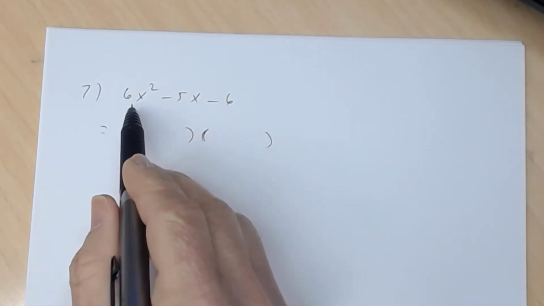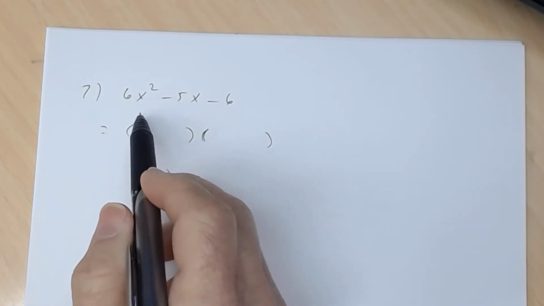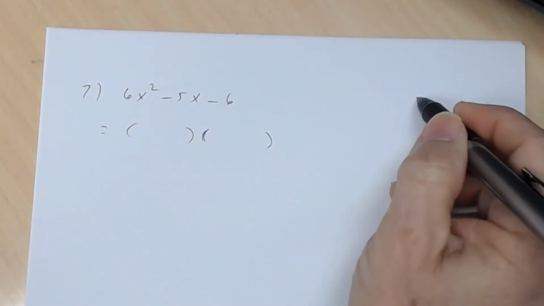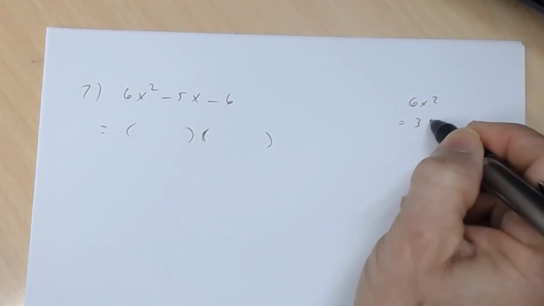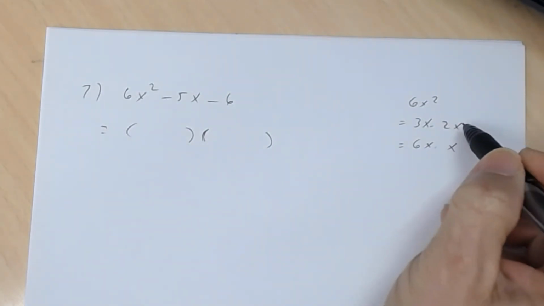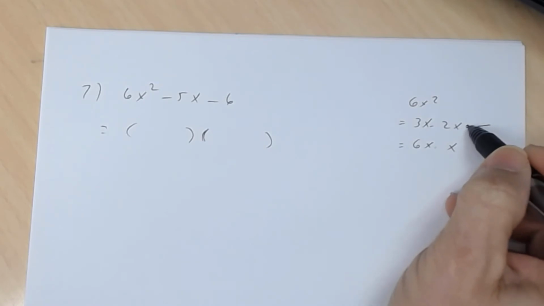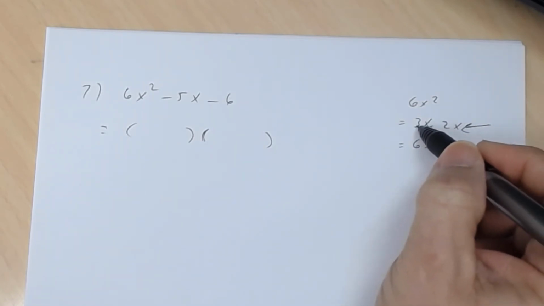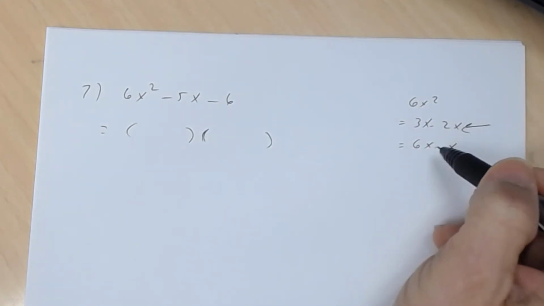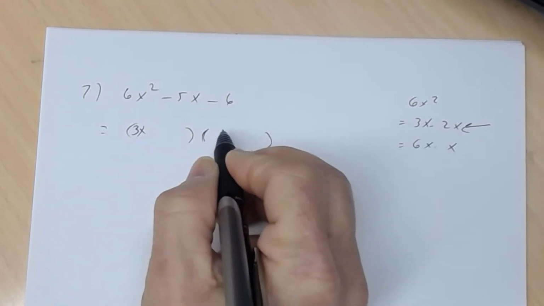Now, this time, if you look at x squared, 6 is not a prime number. So there are several possibilities for 6. If you look at 6x squared, there's 3x times 2x, and there's 6x times x. So always try first, it doesn't always work, but always try first to use the factors in which the coefficients are close together on the number line. So 3 and 2 are closer together than 6 and 1. Let's try 3x and 2x. Let's put 3x here, 2x here.